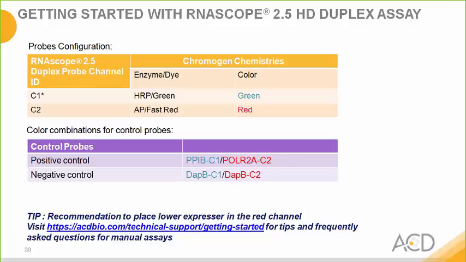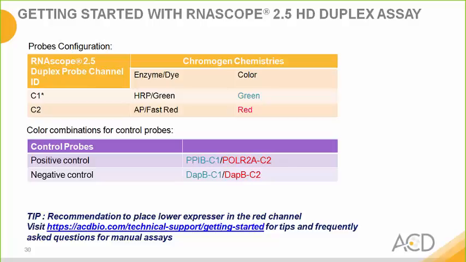The probe configuration for the duplex assay is as below, where the C1 probe is visualized in green using the HRP and the green substrate, and the C2 probe is visualized in red, again using the alkaline phosphatase and fast red substrate. Below are the color combinations for the control probes, with the positive control having PPIB, a high expressing marker, in green, and POLR2A, a medium expressing marker, in red.